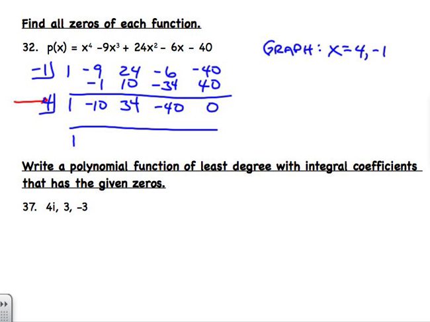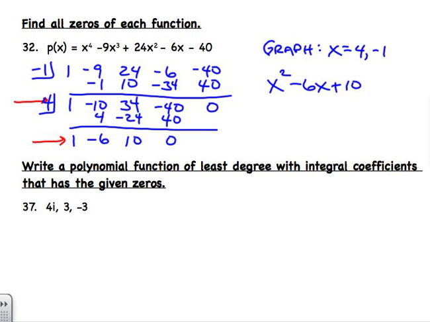I'm going to do synthetic division once again. I'll drop the 1. 4 times 1 is 4. Add them together. 4 times -6 is -24. Add them together. 4 times 10 is 40. Add them together for 0. So now we have another line of numbers. 1, -6, and 10. What does that represent? That represents x squared minus 6x plus 10.